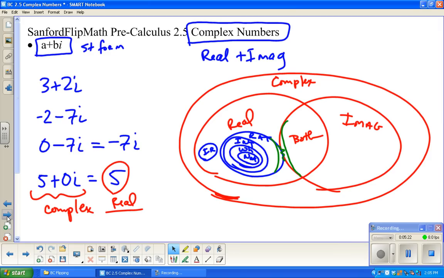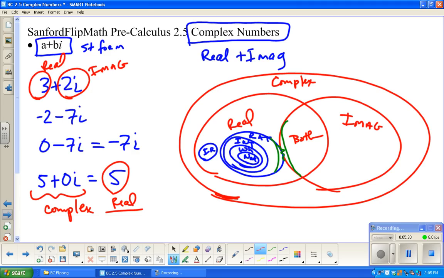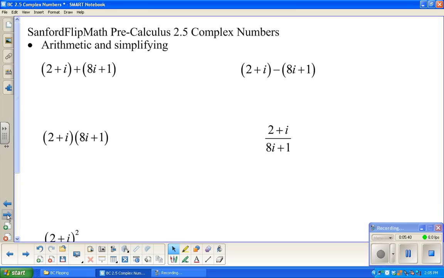So one other thing here. So this would be called the real part, and this part would be called the imaginary part. Okay. So the real part is the a, and the bi would be the imaginary part. Okay. So nothing real earth-shattering here, and I know you've seen this kind of thing before, but you just need to be aware of it. Okay. All right, well, we're going to do a little bit of arithmetic and simplifying here. And so here's the short version.